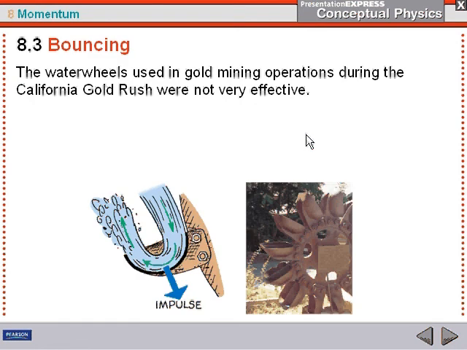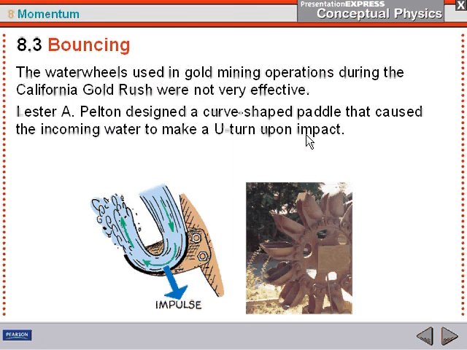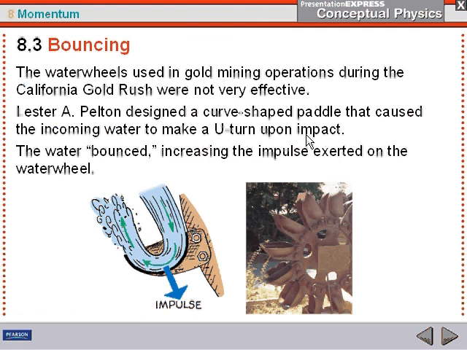This is called a Pelton wheel, and they were used during the gold rush out in California. The idea behind it is, rather than just have the water hit a flat paddle to make the wheel turn, they made the wheel with little bowls, and the water would hit the bowl, pushing it down, and then the water would bounce back out, which would increase the amount of impulse on the wheel, causing the wheel to turn more effectively. So the water effectively bounced.